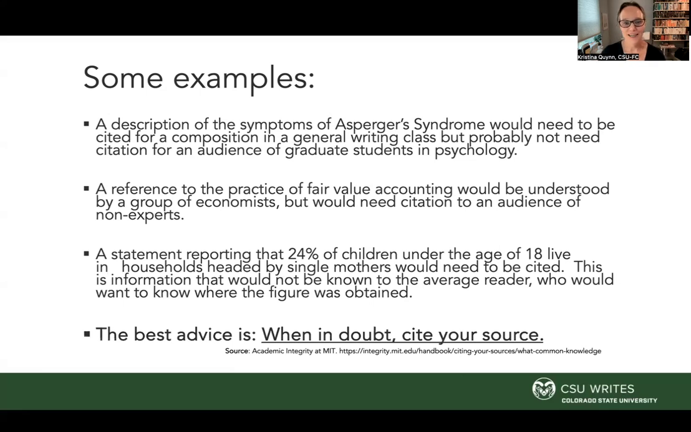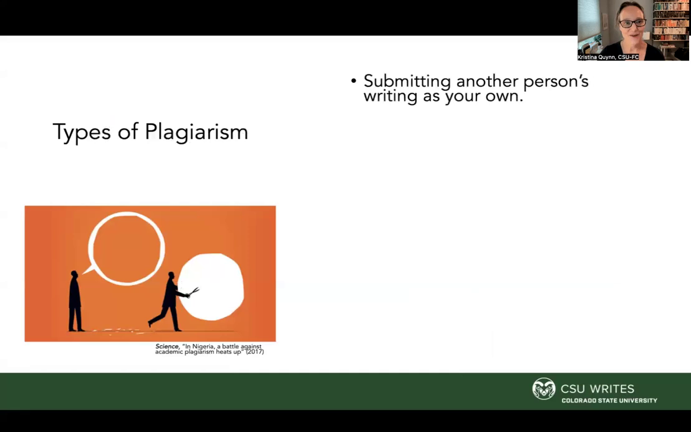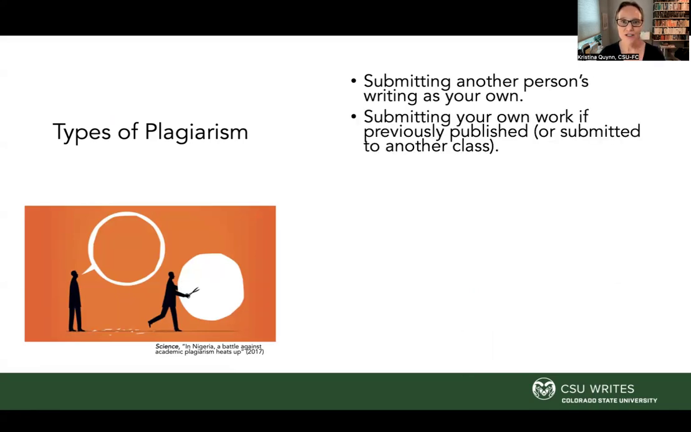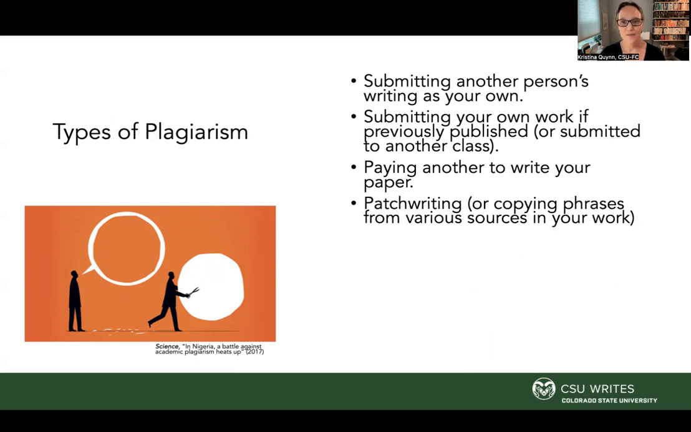I pulled this, by the way, from Academic Integrity at MIT, some colleagues over there. Another couple of just thoughts on plagiarism, just because it comes up with citing sources, is knowing that plagiarism is submitting somebody else's work as your own work if it's previously been published or submitted someplace else. Paying somebody else to write your paper, patch writing, which, by the way, paying someone else to write your paper is now an issue, of course, with ChatGPT. So making sure that if you're using AI, that you're disclosing how it is that you're using AI, making sure that's clear.